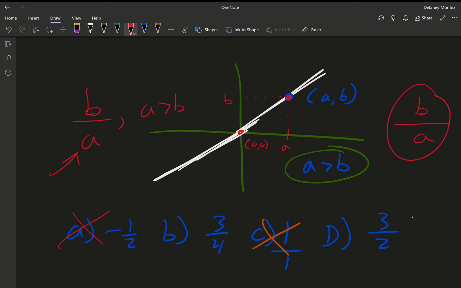Now let's look at this one. This is 3/2, right? So 3/2 says that we go over to the right 2 places, and then you go up 3. Well, AB couldn't be on there, right? So could 2/3 be on the line?